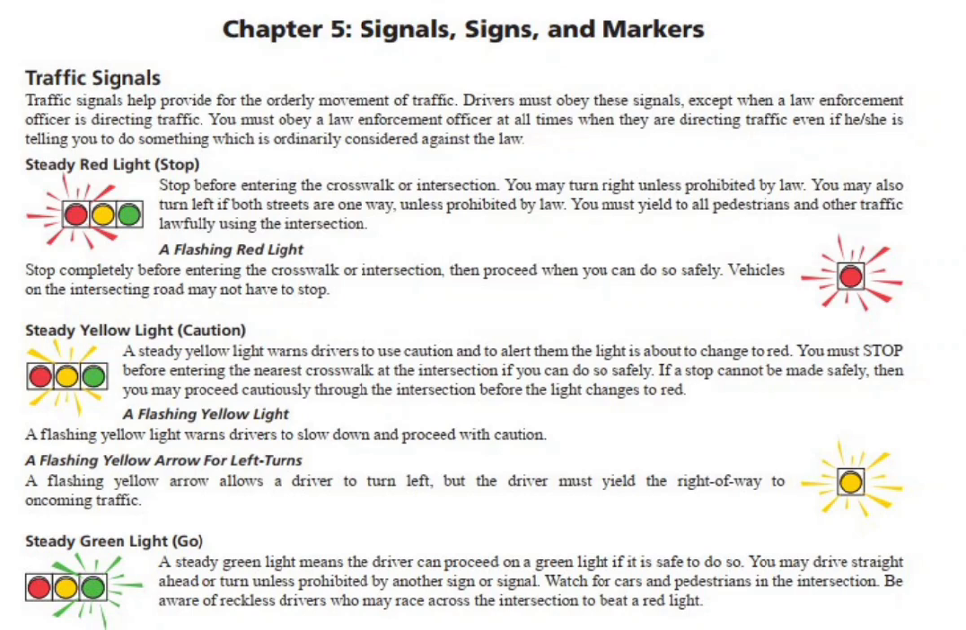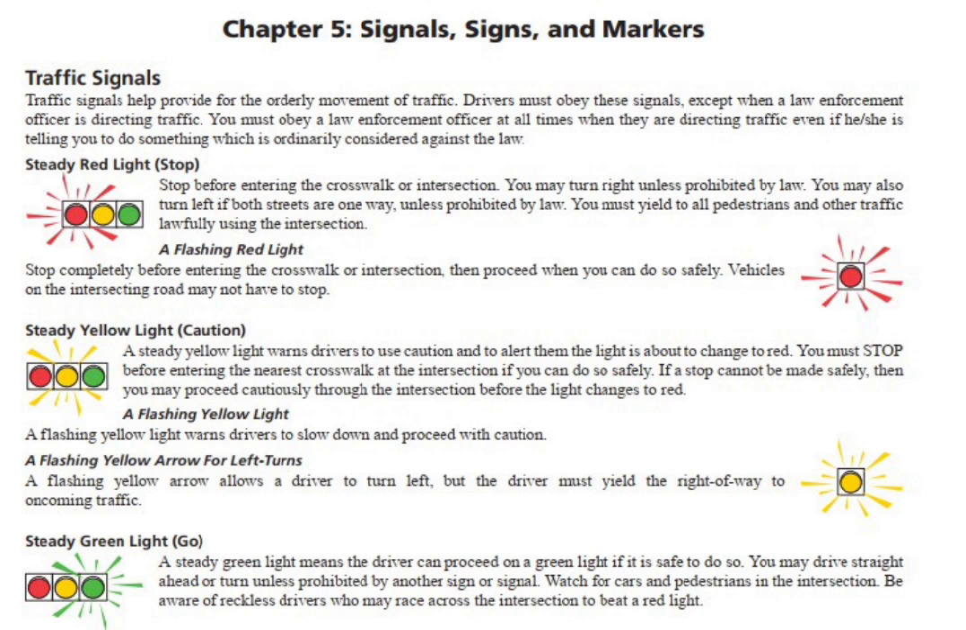Chapter 5. Signals, Signs, and Markers. Traffic signals. Traffic signals help provide for the orderly movement of traffic. Drivers must obey these signals, except when a law enforcement officer is directing traffic. You must obey a law enforcement officer at all times when they are directing traffic, even if she is telling you to do something which is ordinarily considered against the law.